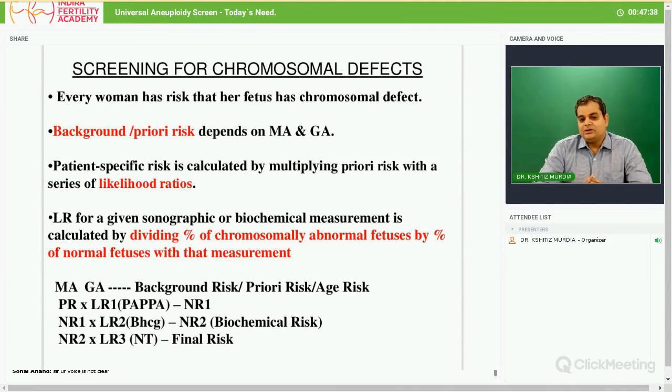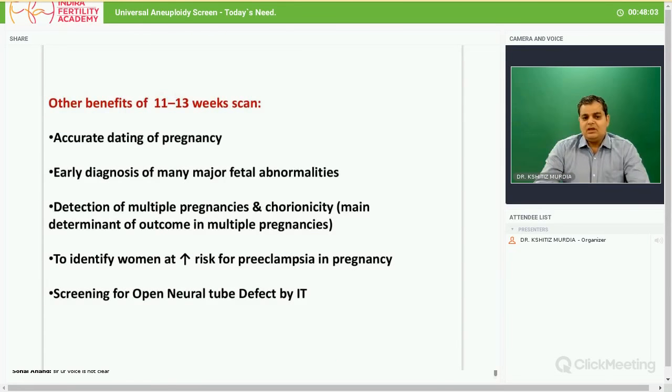So if I go for a combined test, the maternal age and gestational age give me the age risk. If I multiply this age risk with the likelihood ratio of PAPP-A, I'll get a new risk. With this new risk, I again multiply with the likelihood ratio of beta-hCG, and I'll get the biochemical risk, which is the double marker risk. And with this double marker risk, if I multiply with the likelihood ratio of the NT, I'll get the final risk, which is the combined risk. That's how it works.